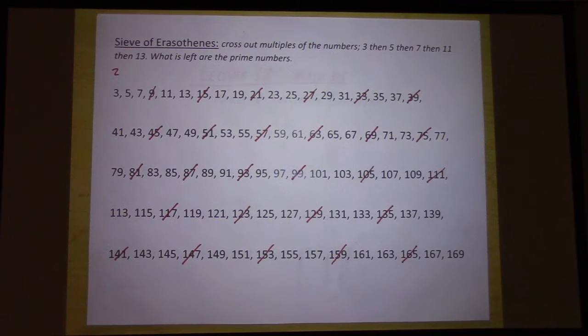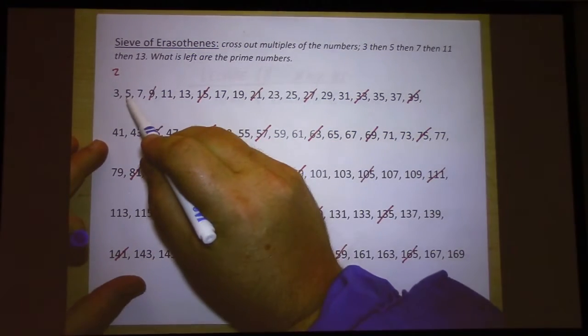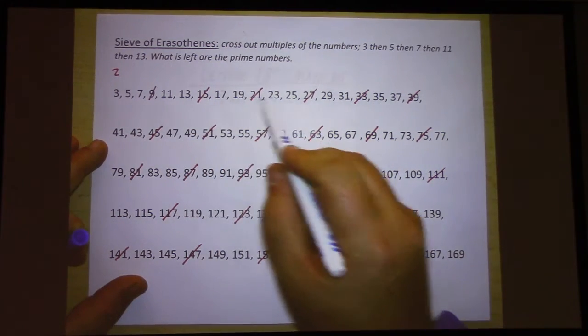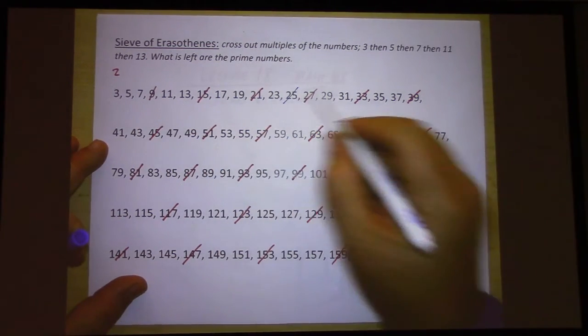And then we can cross out multiples of 5. This will be easier. I'll do it in blue. So there's 5. What's the next multiple of 5? 10, 15, 20, 25. There's one.